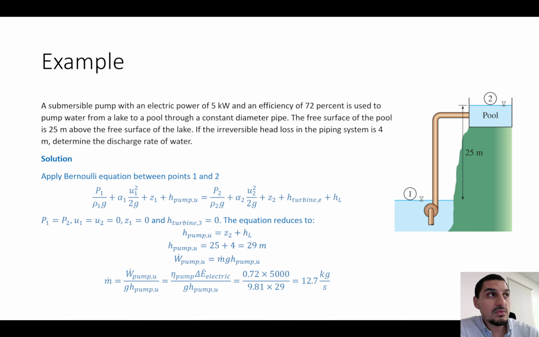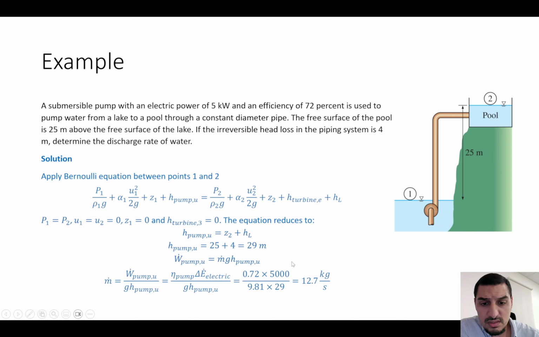So we know the efficiency, and this is the ratio of the energy that the pump is producing to the energy that the pump is consuming. So if you do the math, we're just using the equation. The efficiency times the electric power is the work of the pump, and if we divide this by g H pump, we get the mass flow rate. Or we can write the equation as the usable work of the pump is m g h of the pump usable. The usable work of the pump is the efficiency times the electric power of the pump.